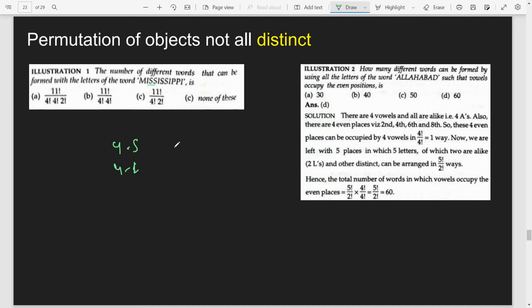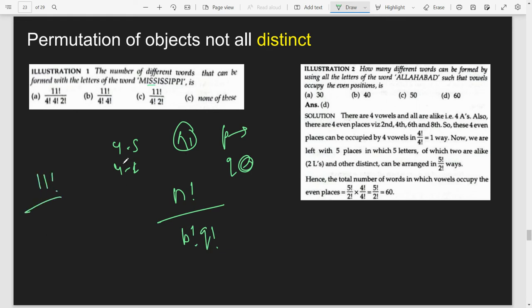So earlier we saw that if there are n elements, and p are of one kind and q are of some other kind, then the total number of permutations is n factorial upon p factorial into q factorial. So here it is going to be 11 factorial, because 11 letters are there, and four S's are there. So obviously we need to take 4 factorial into 4 factorial for the I part.